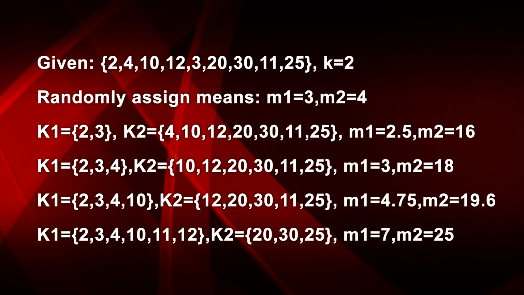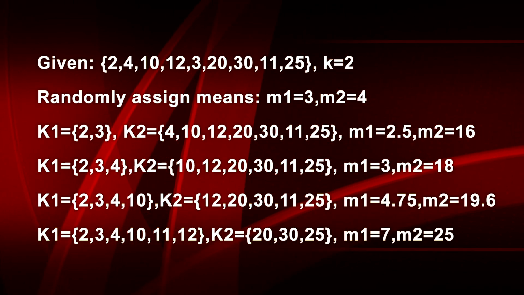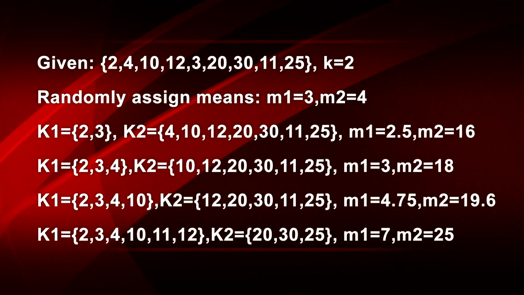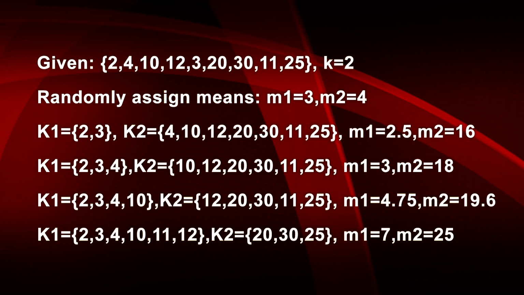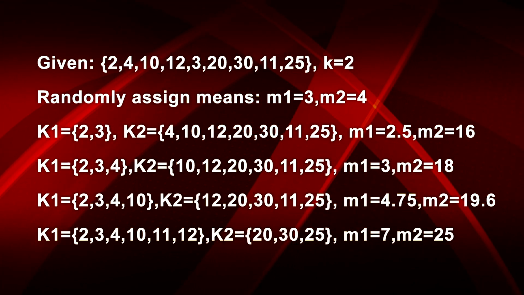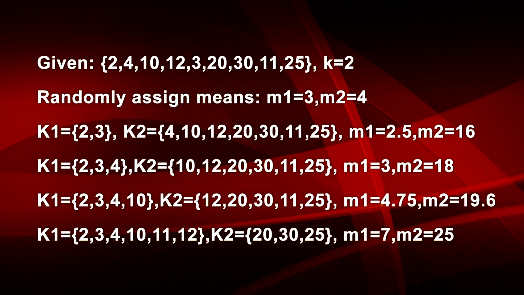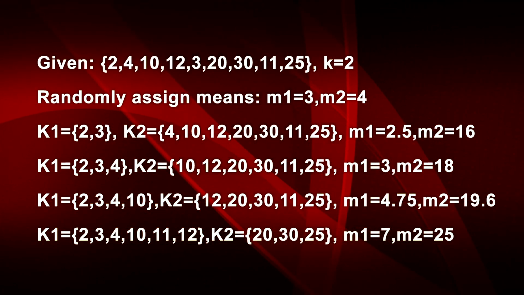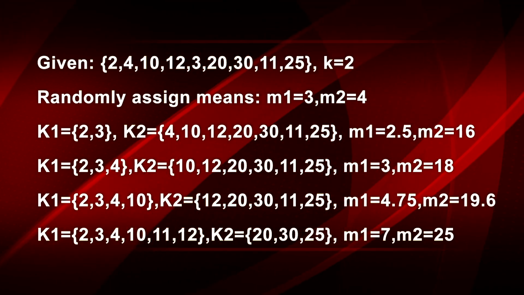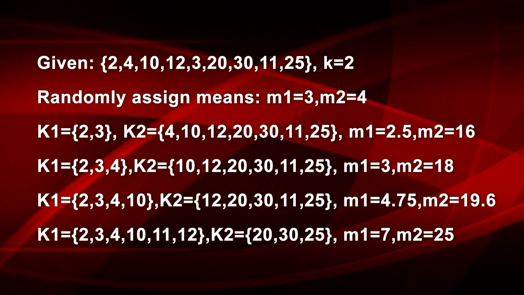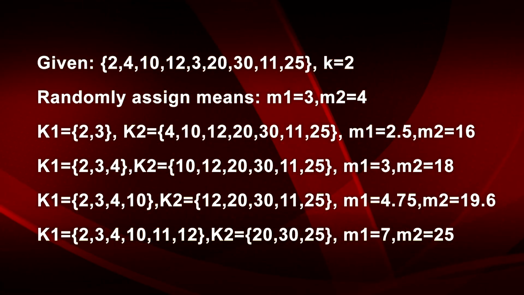For K1, the centroid of 2 and 3 is 2.5, and the centroid for K2, which consists of 4, 10, 12, 20, 30, 11 and 25, is 16. So my M2 becomes 16. I shall start once again iterating through this process with M1 as 2.5 and M2 as 16.